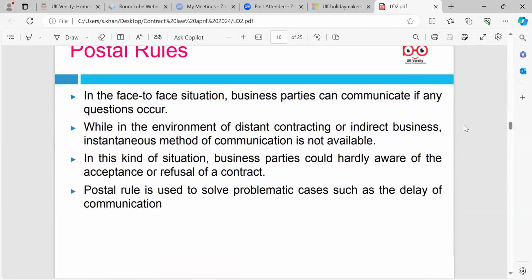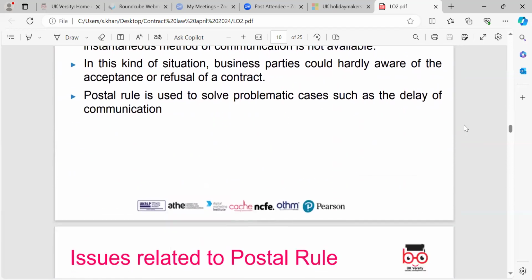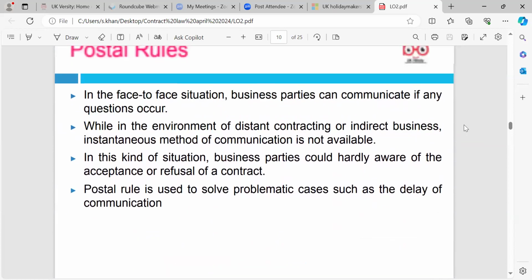In the face-to-face situation, businesses, parties can communicate if any questions occur, while in the environment of distant contracting or indirect businesses, an instantaneous method of communication is not available. In this kind of situation, business parties could hardly be aware of the acceptance or refusal of a contract. Postal rule is often used to solve problematic cases such as the delay of communication.